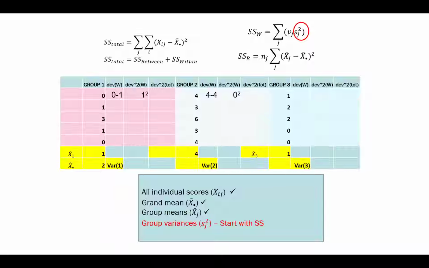For group 2, I seem to have left out the notation X bar sub 2, but X bar sub 2 is 4. To get the first score's deviation score, the group 2 first case is 4, minus the group mean of 4, which is 0, squared, and so on. So I invite you to pause and calculate these scores.